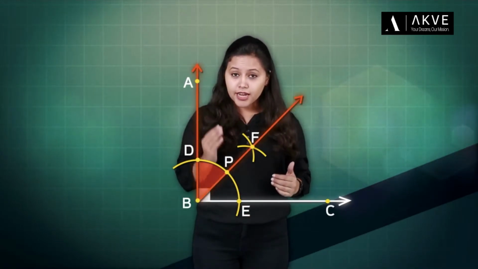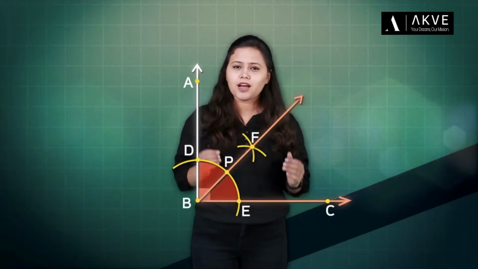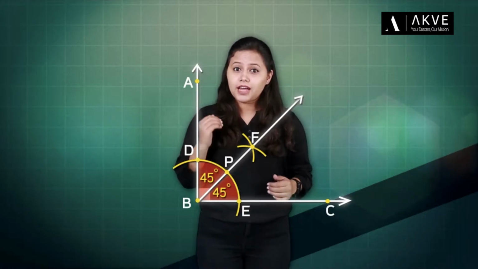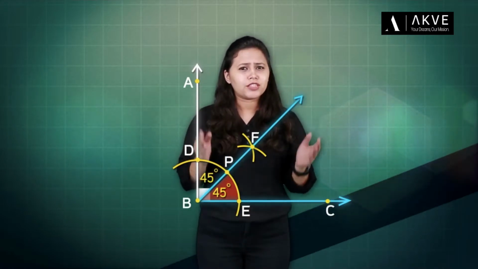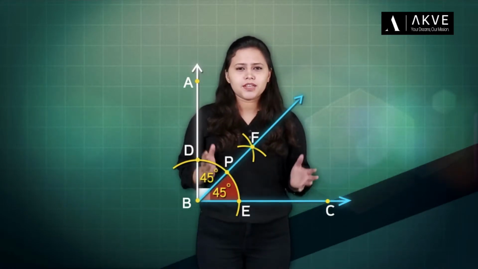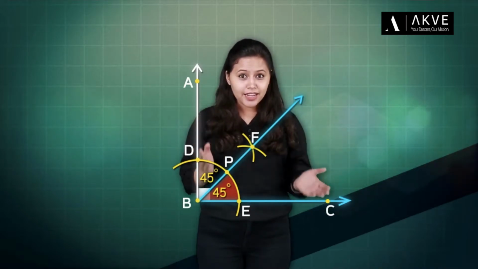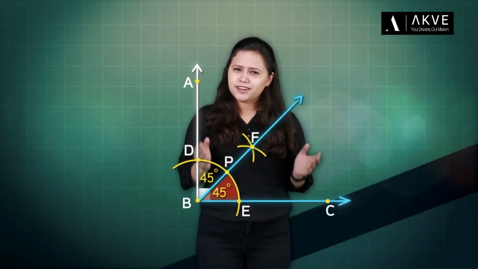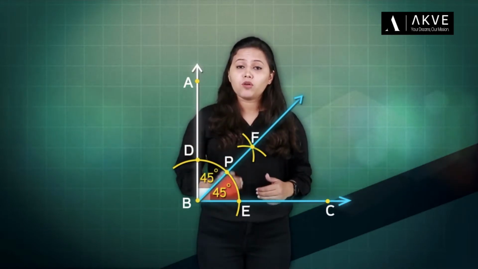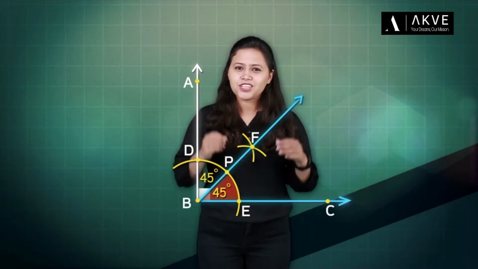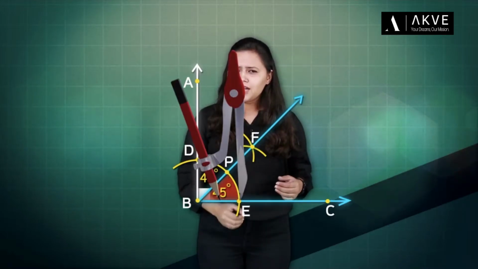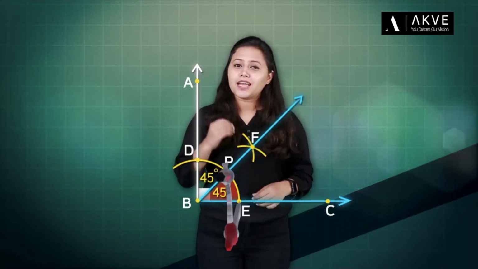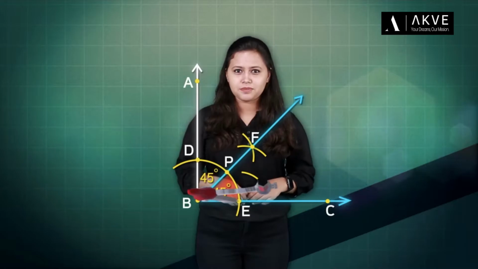The angles ABF and FBC are of 45 degrees. Now we have to bisect the angle FBC. For that, repeat the same steps that we did for bisecting angle ABC. Remember that the procedure of bisecting an angle remains the same irrespective of what angle we are bisecting. So, taking E as center and with the radius more than half the length of PE, draw an arc in the interior of angle FBC.